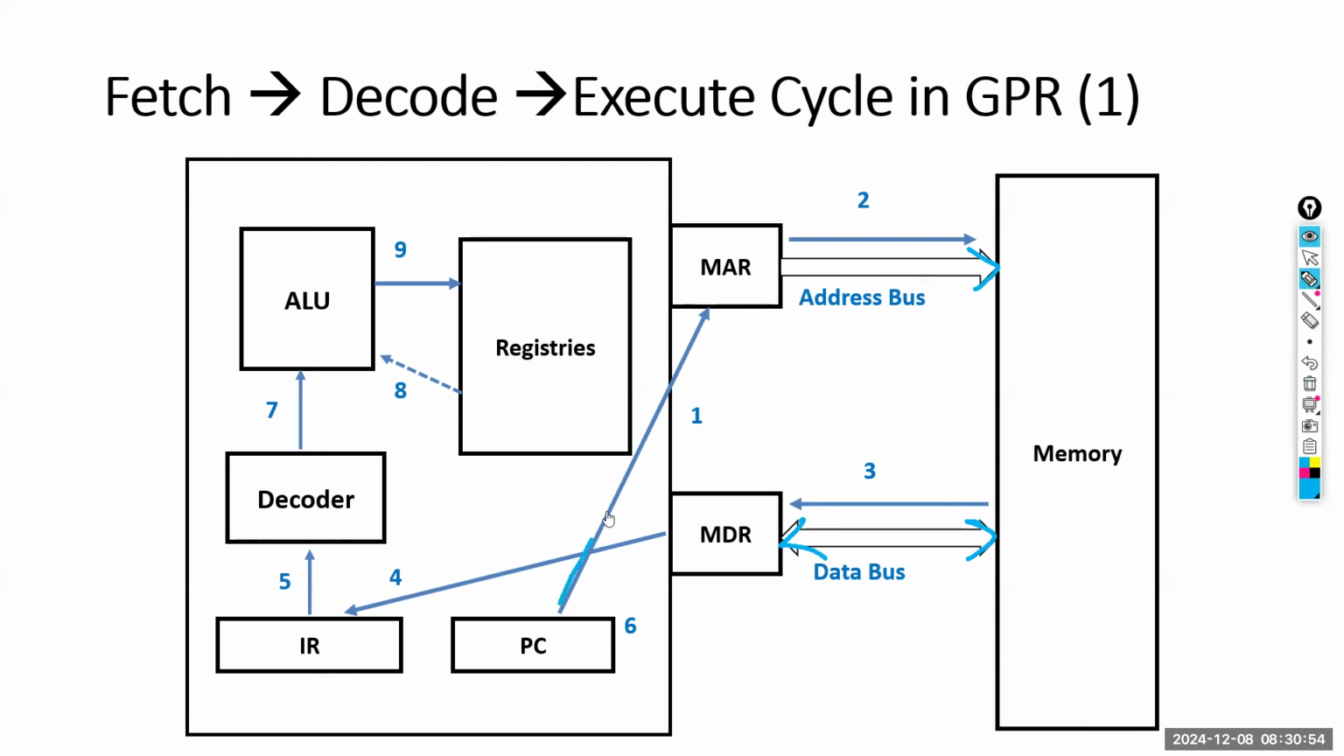You can see this is this way, this way, this way. Sometimes you read, sometimes you write. Okay. So that is how, at a high level, you understand the fetch, decode, execute cycle.